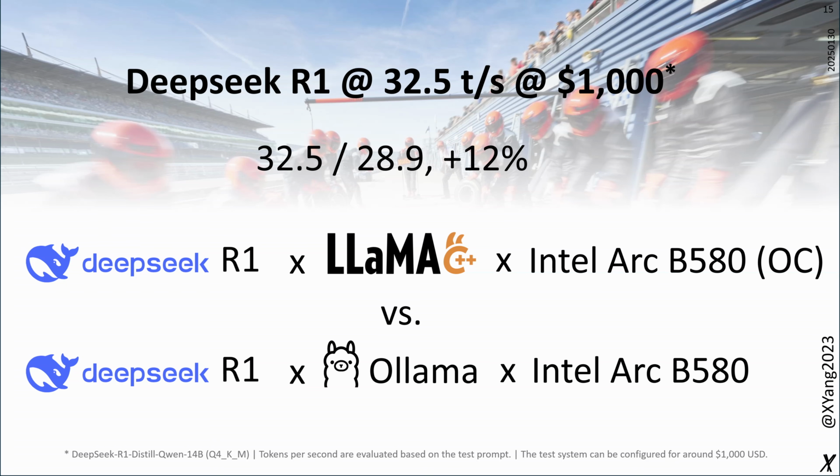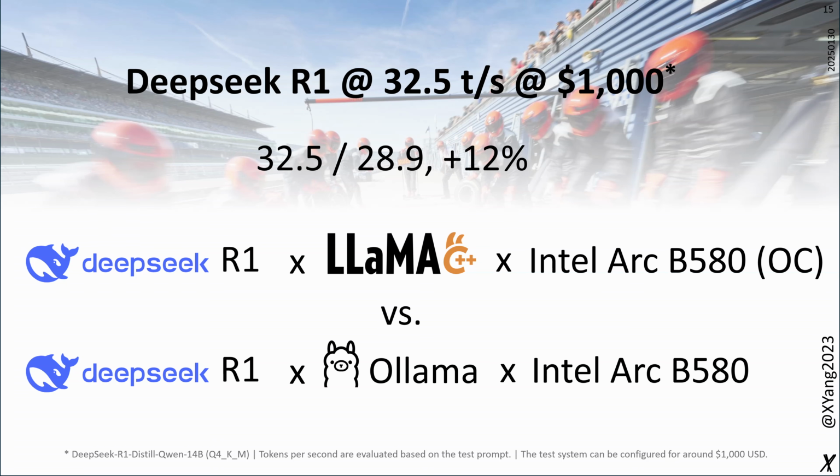This slide is the highlight of the talk. By switching from Ollama to llama.cpp and applying some overclocking to the B580, I was able to increase tokens per second from 28.9 to 32.5, a double-digit increase. While the tokens per second measure may vary depending on the prompt, I believe the percentage gain should remain consistent.